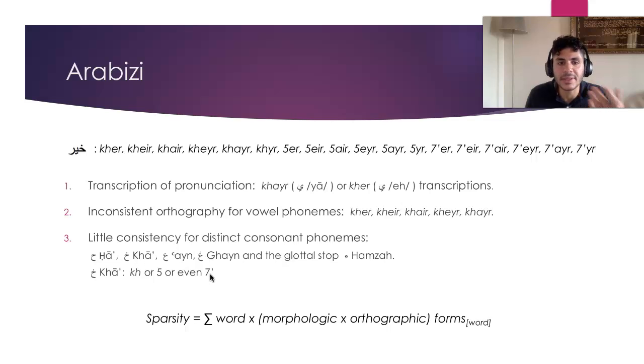And these are the ones distinct in the Arabic language from the Latin script languages, such as the ha, kha, ayn, ghain, and the glottal stop. These are the guttural phonemes. The kha is written as a compound kh or 5 or even a number and a symbol. As such, the sparsity of the language becomes each word multiplied by the morphological and orthographic forms of that word, which becomes very large in this case.